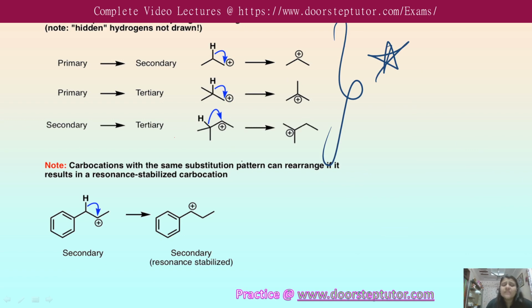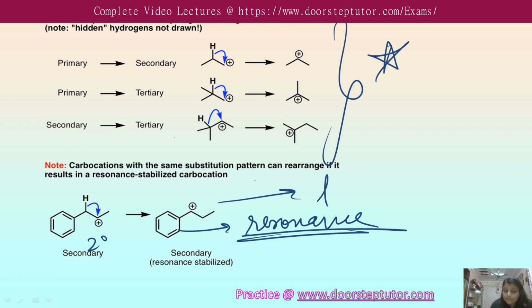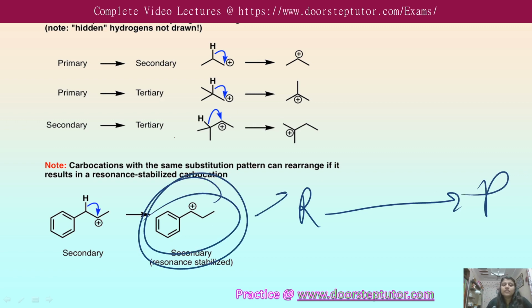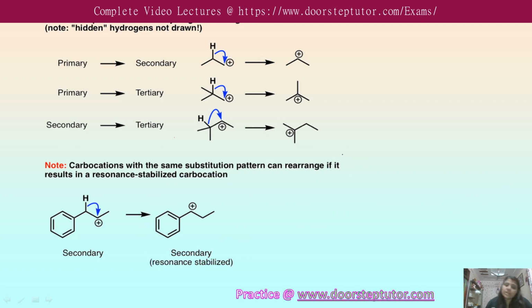Always remember that carbocations with the same substitution pattern can rearrange into a resonance stabilized carbocation. Suppose we have this particular secondary carbocation; if this hydrogen comes here, this carbocation is stabilized by resonance, so we have to favor this particular structure. Both can undergo a hydride shift, but you have to prioritize this for the reaction mechanisms, because if the reactant is converting into a product, you have to use this intermediate. So in the intermediate, you should know about the rearrangement and the hydride and the methyl shifts as well.